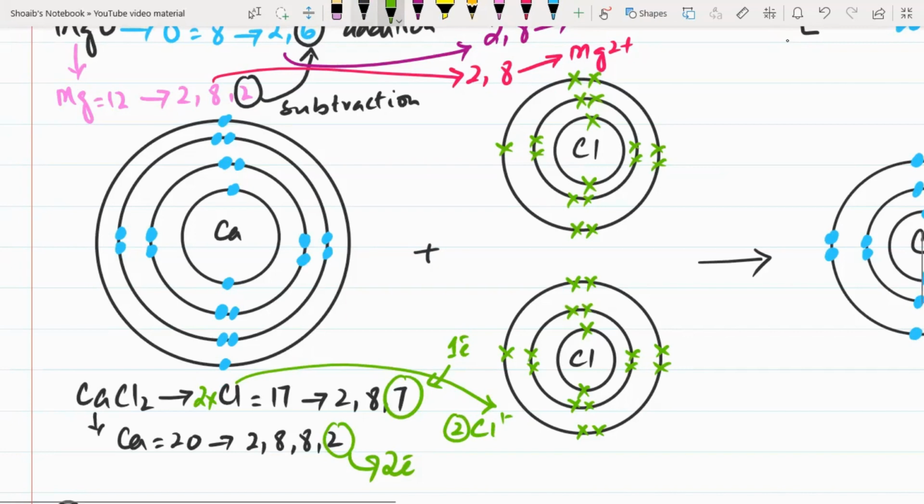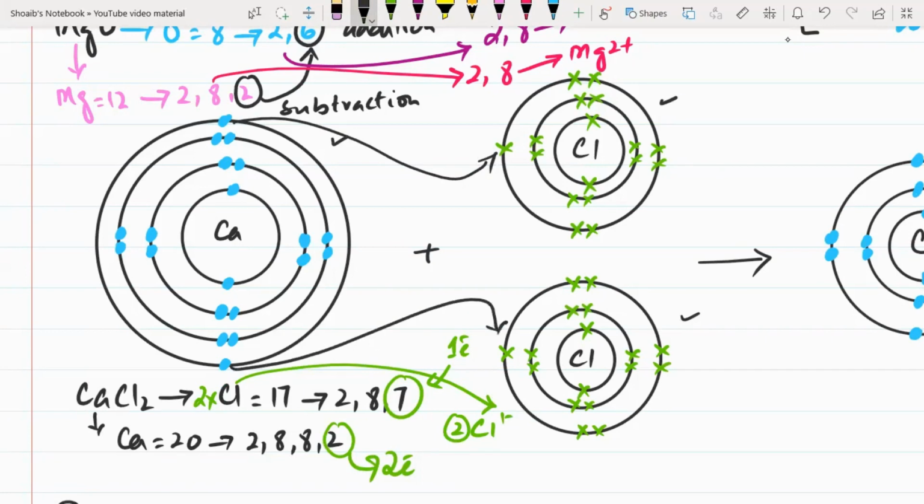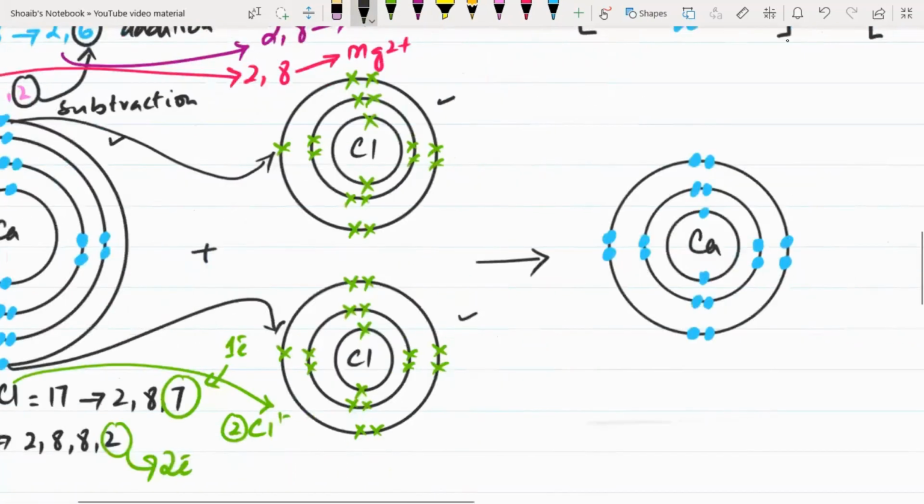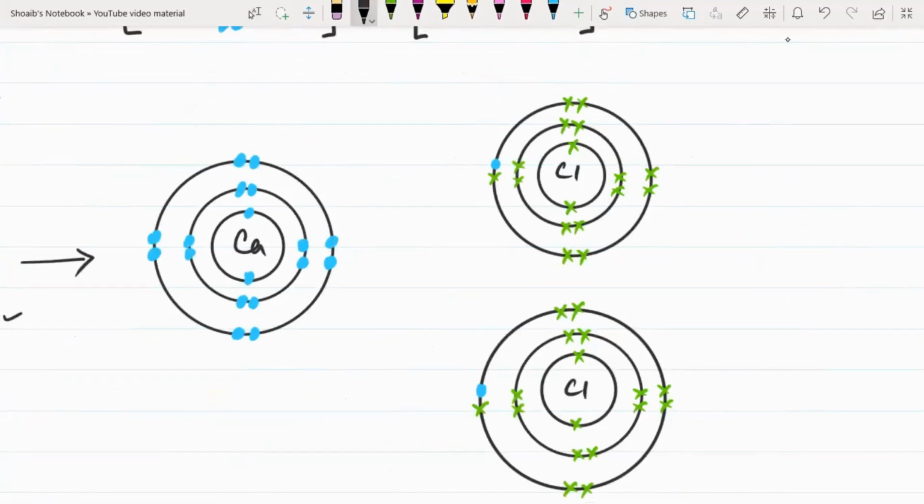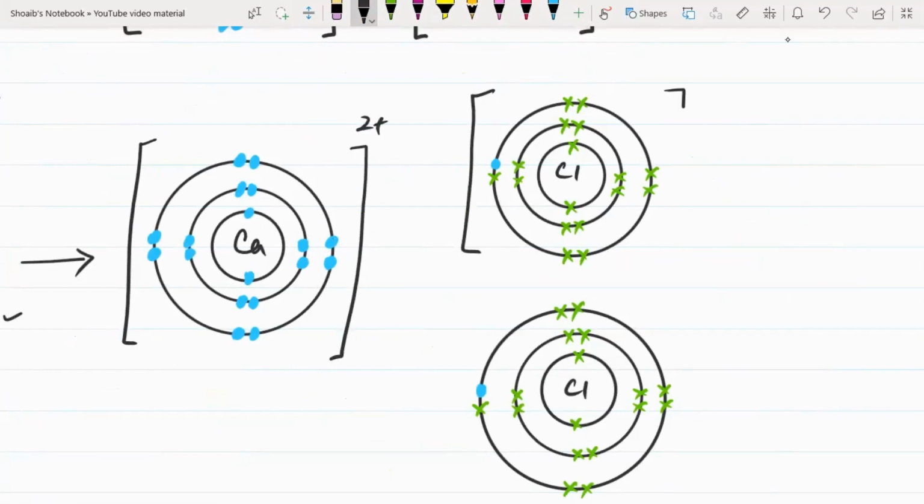Okay. Now again in the dot and cross diagram. We mention one calcium atom and 2 chlorine atoms. One electron is lost here, which is gained by one chlorine. Another electron is lost here, which is gained by the other chlorine. So by the loss of 2 electrons, the calcium gains a 2 positive charge, and the 2 chlorines gain a 1 negative and a 1 negative charge.